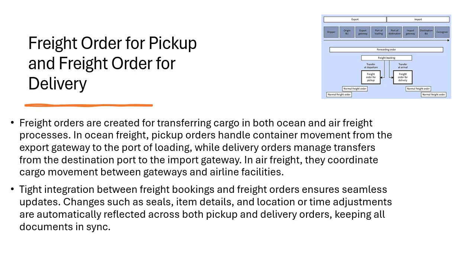And this image shows how fleet orders for pickup and delivery are created in ocean or air freight processes. Fleet orders for pickup handle the transfer of containers from an export gateway to the port, while delivery orders manage the transport from the port of destination to the import gateway. This integration of freight booking with fleet orders ensures the updates made in one document are reflected in the other.